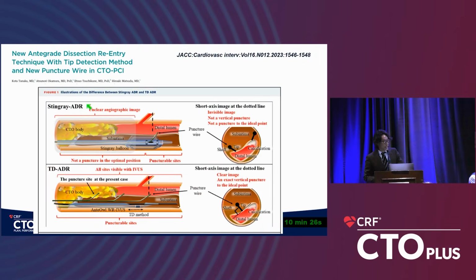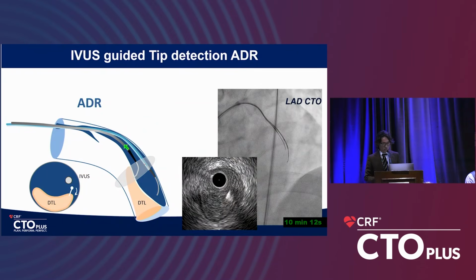And Stingray ADR, of course I know, is a very good strategy. However, that is guided by angiography. Tip detection ADR is IVUS-guided ADR puncture. I will show some cases. When I go antegrade with wiring, the guide wire goes to the subintimal space. At that time, I negotiate a second guide wire. The first guide wire is the IVUS, and the second guide wire is with a microcatheter, the Confianza.